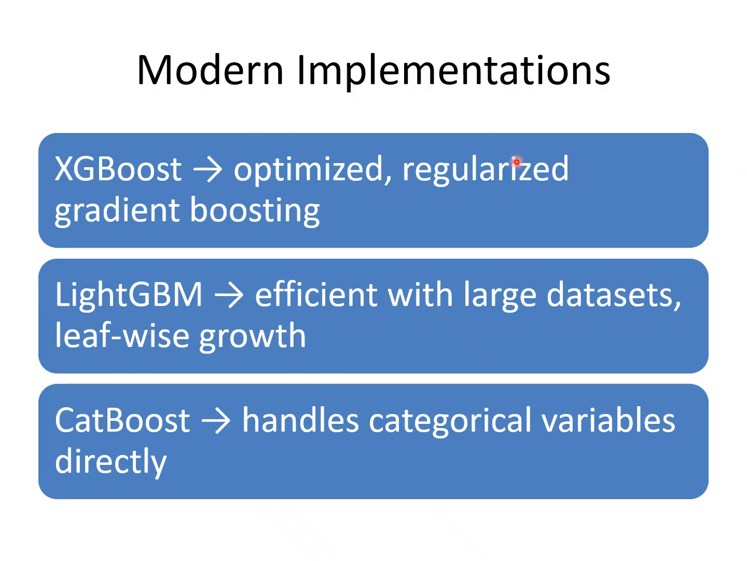So for the modern implementations of these methods, the first one is the extreme gradient boosting algorithm, which we call XGBoost, which is optimized. We can also use a regularized method that can prevent overfitting. We already saw the different types of regularization techniques. Another type of the gradient boosting algorithm is what we call the light gradient boosting machine, which is efficient with very large datasets and uses leaf-wise growth. We also have what we call CatBoost. This one can handle categorical variables directly, where you don't really need to bother about the one-hot encoding and so on.